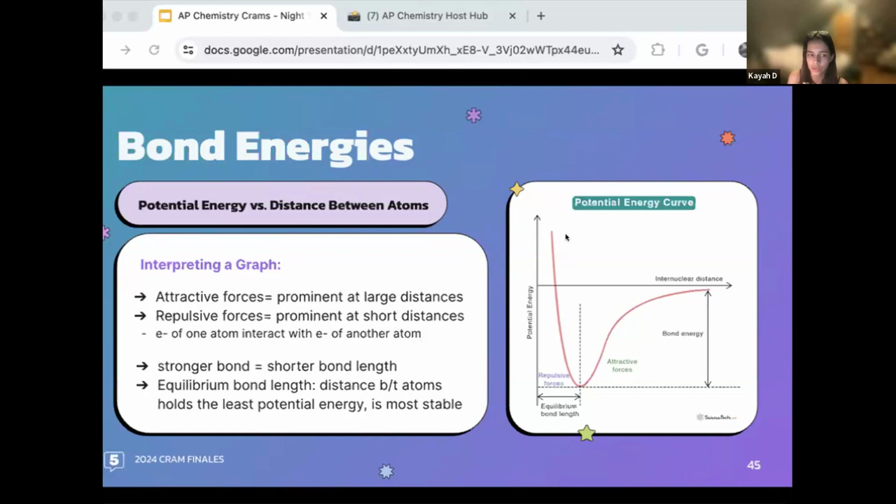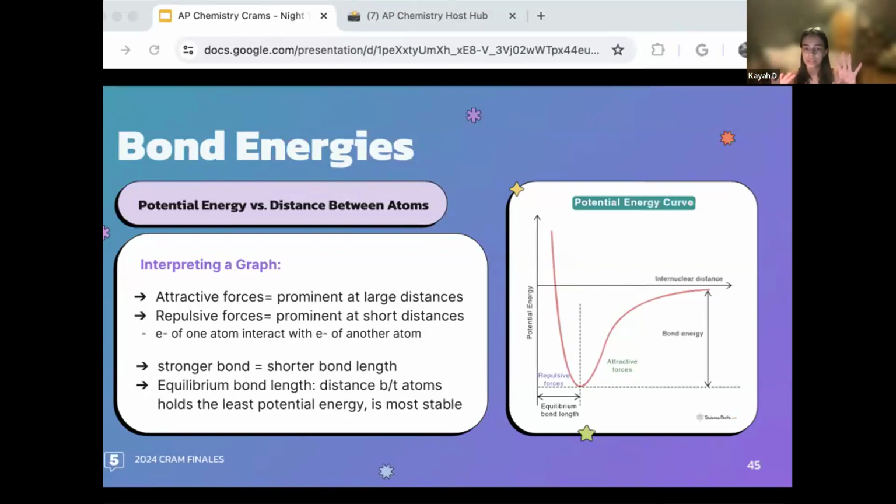That's because the electrons of one atom interact with the electrons of another atom. If the atoms are super, super close together, they both have negative charges because of the electrons, so they're going to repel, because like charges repel. Those electrons in the outer shells of the atoms will want to repel each other. Versus if they're really, really far apart, they're going to feel more attractive forces.